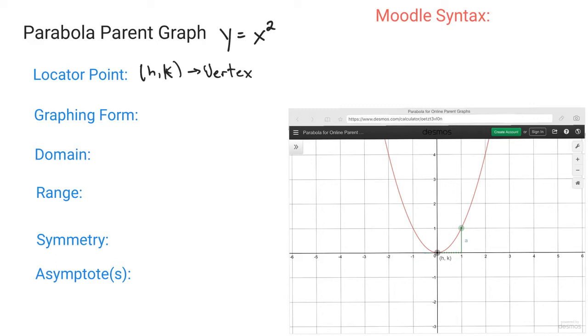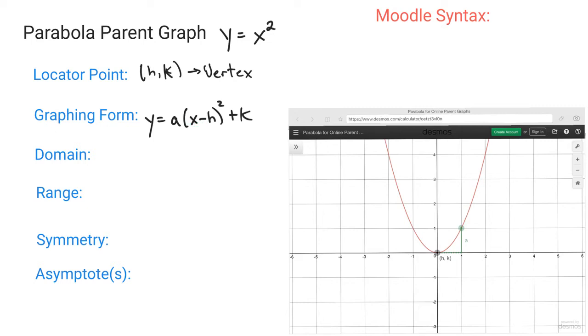Now, the graphing form is what happens when you have your stretch factor and the shift left and shift right. So the graphing form is always going to be in the form a times, in parentheses, (x minus h) squared, and then plus k. The x minus h is because you're looking at the difference, the change in x, in those particular points.